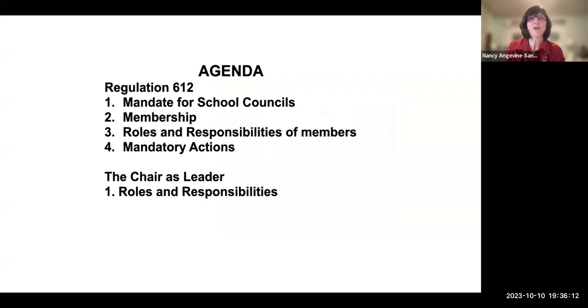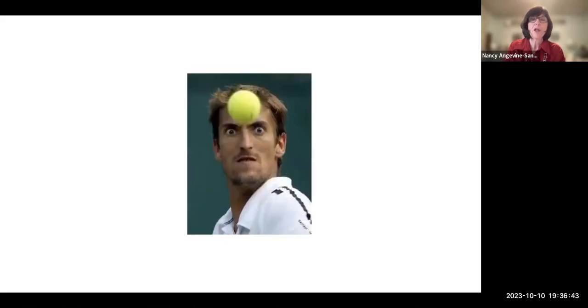Tonight we're going to look at the basics, and some of this you may already know, but I'm going to dig a little deeper into some of them. We'll look at the mandate for school councils, who the members are, the roles and responsibilities of all those members, and mandatory actions that you are required by legislation to take as the chair or co-chair. Then a little about your roles and responsibilities as a leader of the council and a leader within the school.